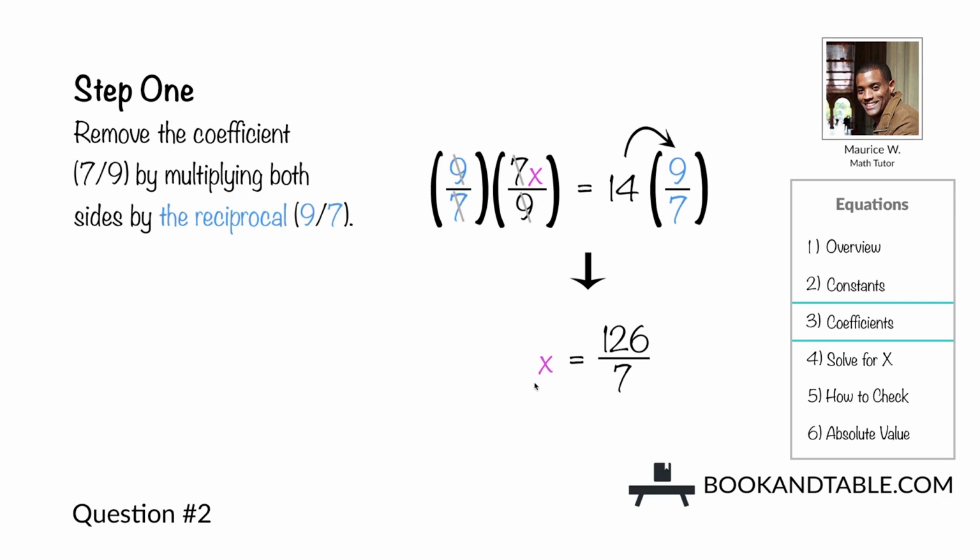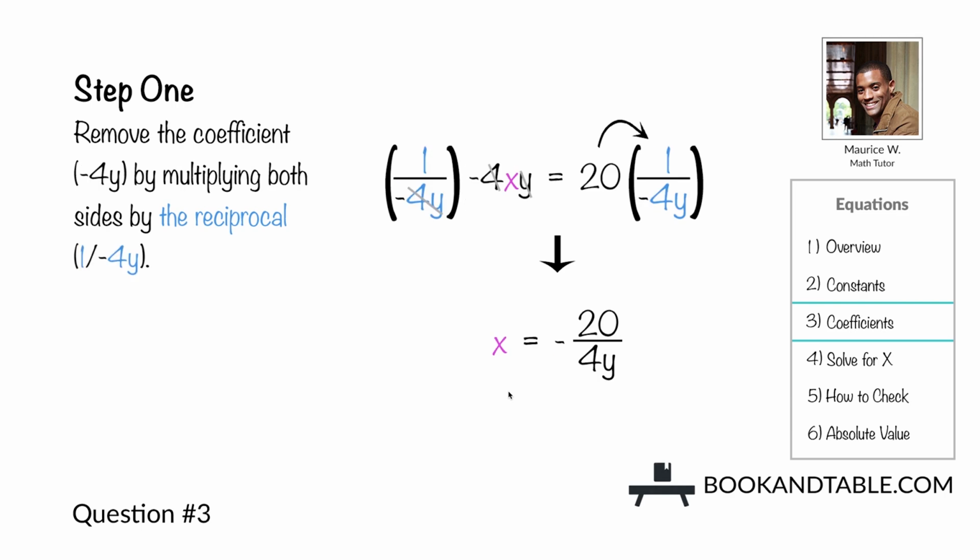Let's have a look at question number 2. 7x over 9 is equal to 14. So to negate this coefficient, 7 divided by 9, you want to multiply that side by 9 divided by 7. Switch the numerator and the denominator. 7 goes down, 9 goes up. Since you multiply the left side by 9 over 7, you multiply the right side by 9 over 7 as well, leaving us with x is equal to 14 times 9, which is 126, divided by 7, which would be equal to 18. So the answer to question number 2 is x is equal to 18.